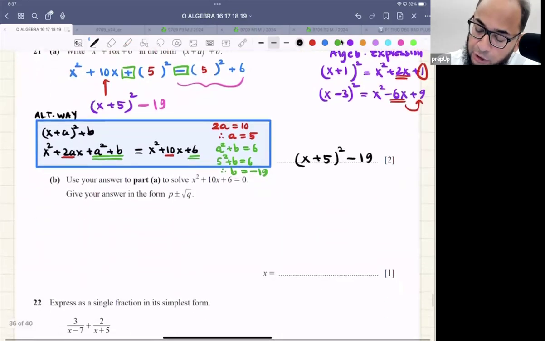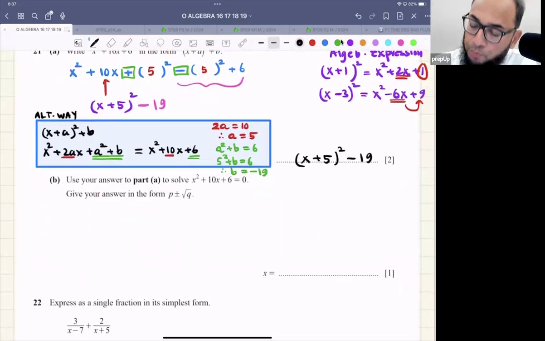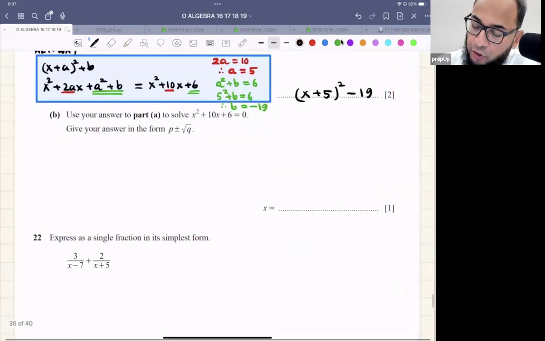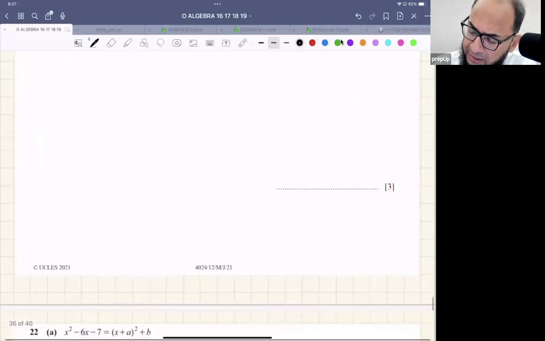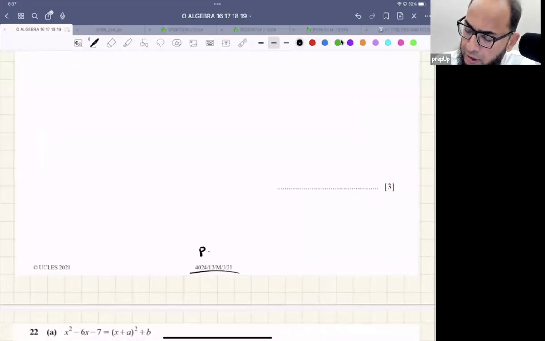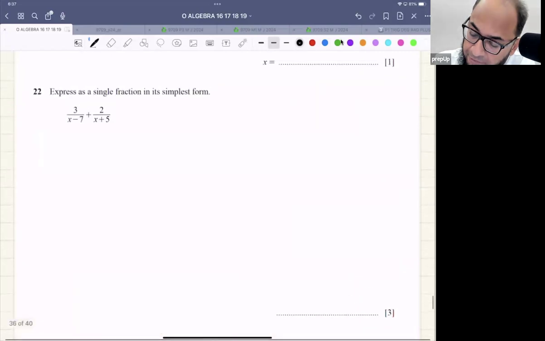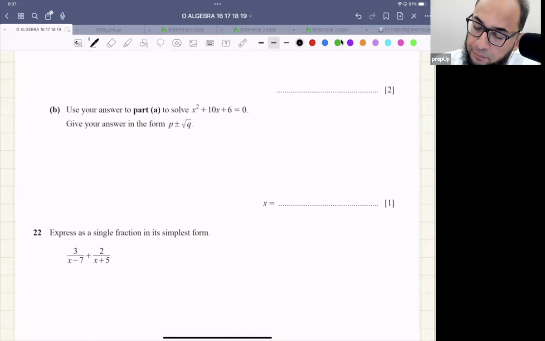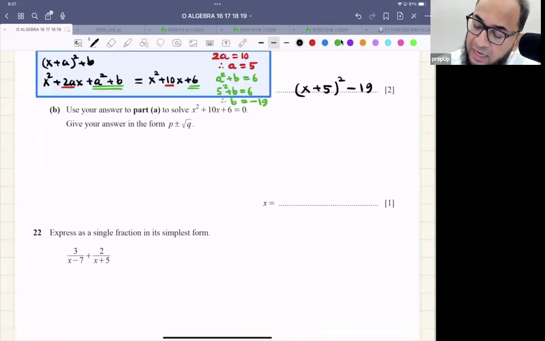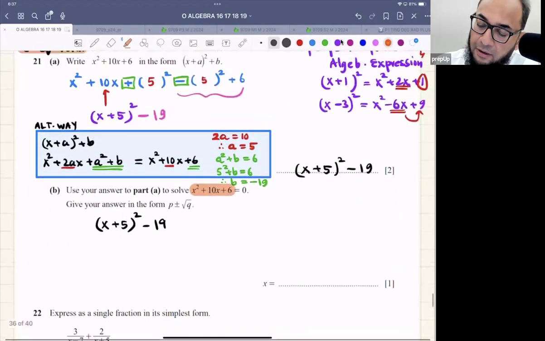The next part: use your answer to part A to solve this question. Give your answer in the form p root q. Now we are not solving this basic thing. This is a paper 1 question. So now it's asking us to use that part. So therefore, what do we have? We have (x plus 5) whole square minus 19. That is this thing right over here, which we got in this format.